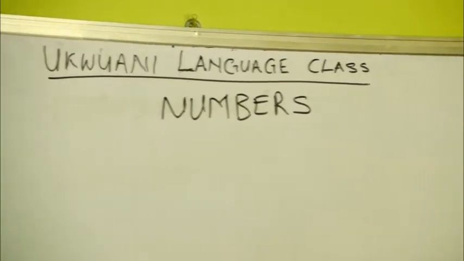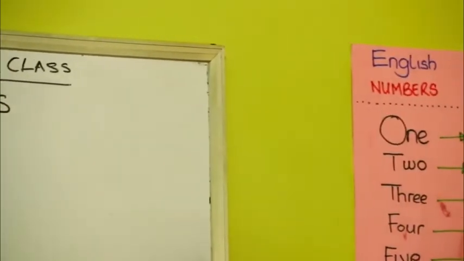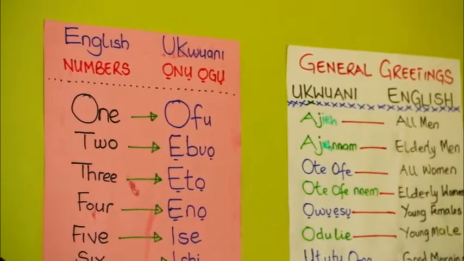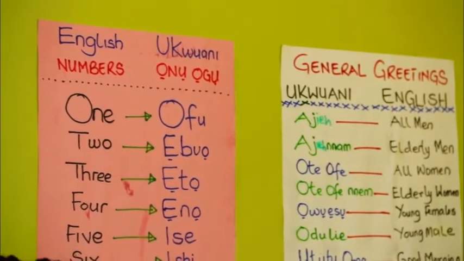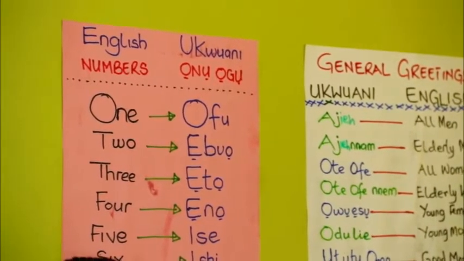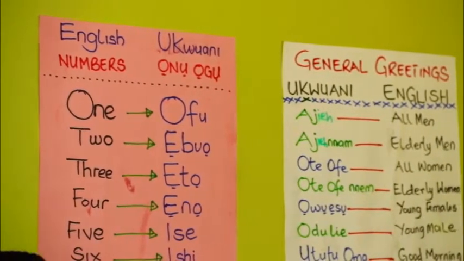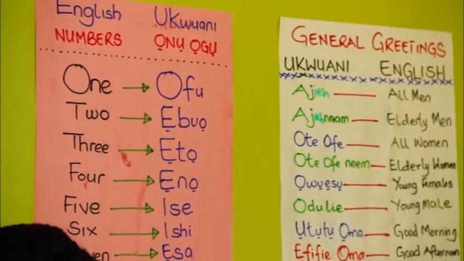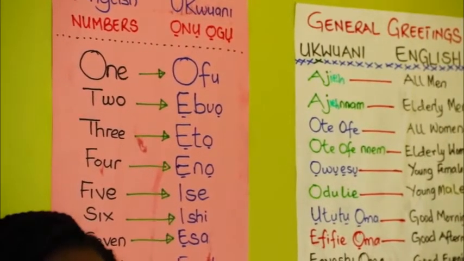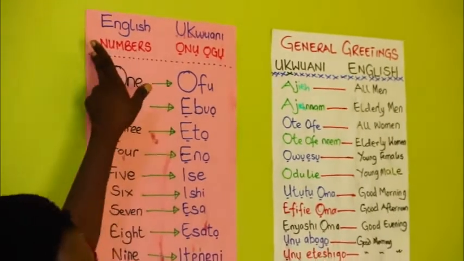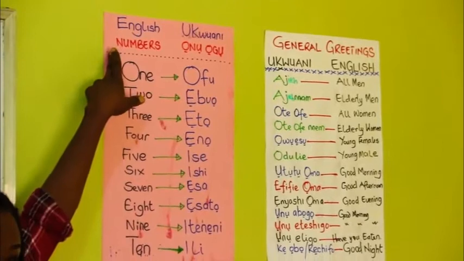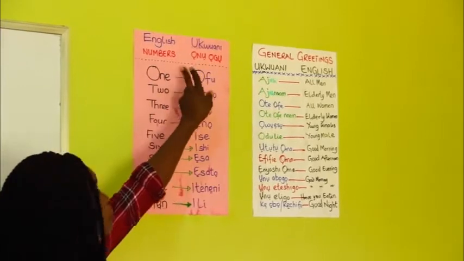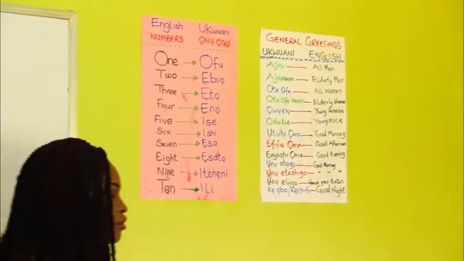Now, like I earlier said, we will be learning some things in Ukwuani language. We're going to start with numbers. Say numbers. What is numbers called in Ukwuani language? Numbers are called onwogo. Say onwogo. In English, that's what it's called, okay? And in Ukwuani, it's called onwogo. Good, thank you.